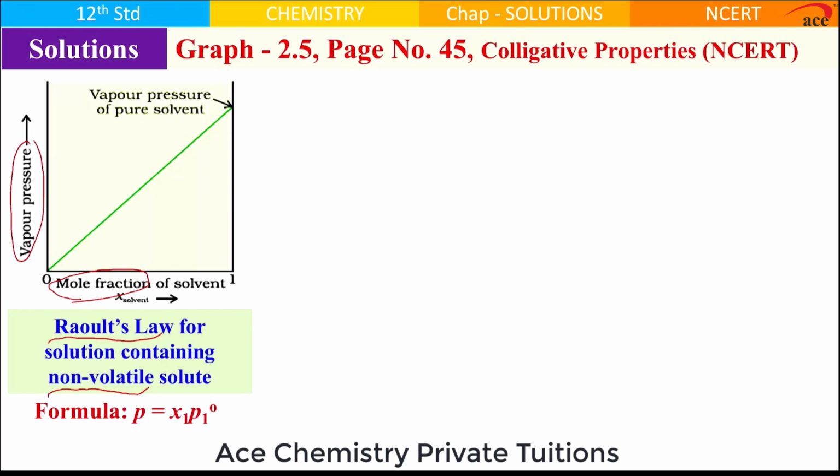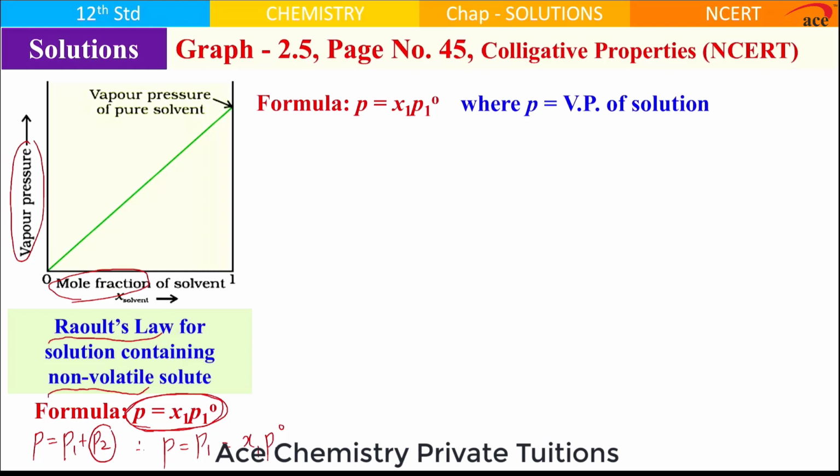What is the formula which is applicable when the solute is non-volatile? It is P = x1 P1 naught. We know the original formula is P is equal to P1 plus P2. 2 is the symbol for solute, and the solute is non-volatile. Therefore, P is equal to P1, where P1 stands for the partial vapor pressure of the solvent. And we know the partial vapor pressure of any component is given by x1 multiplied by its vapor pressure in pure form. Therefore, the formula is P equal to x1 P1 naught.